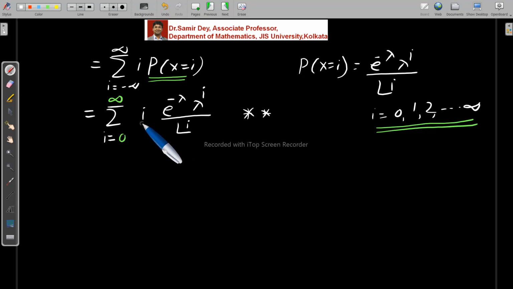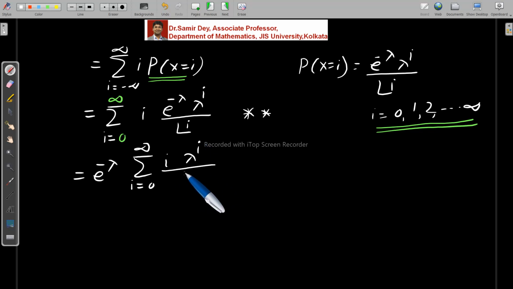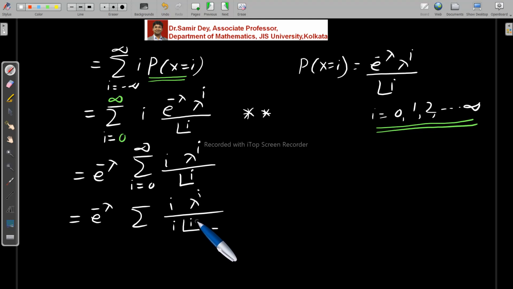So this term and this term are all connected with i. But this term is not connected with i. So you may take it outside: e to the power minus lambda. So here you may write sum over i from 0 to infinity of i lambda to the power i by factorial i. Now I think it is clear. Now in the next line, e to the power minus lambda. So here what I'm writing, listen carefully, lambda to the power i by i factorial i minus 1.